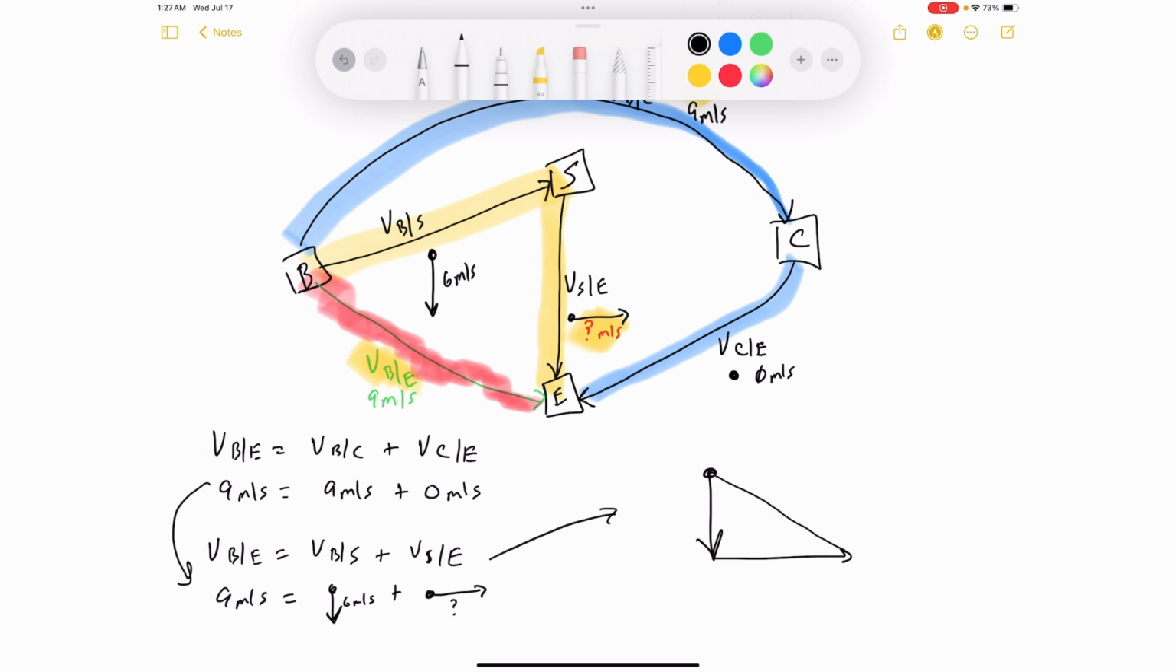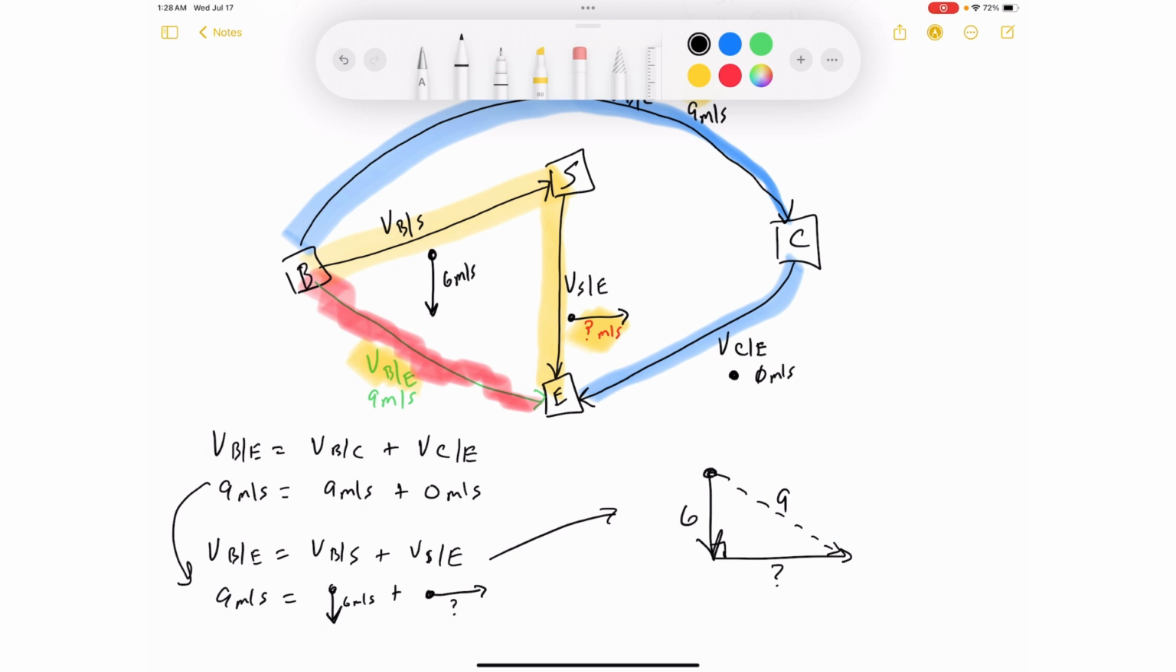Maybe I'll actually do dots on it just to show you so it looks slightly different. Okay. So that's the resulting vector, or VBE. The one going down is 6, and the one over here, I don't know how long it is, so it's a question mark. But the resulting vector we already figured out in the previous step, and so this is 9. So that's 9 meters per second, 6 meters per second, and this other one. And this is a right triangle. It has a 90 degree angle.